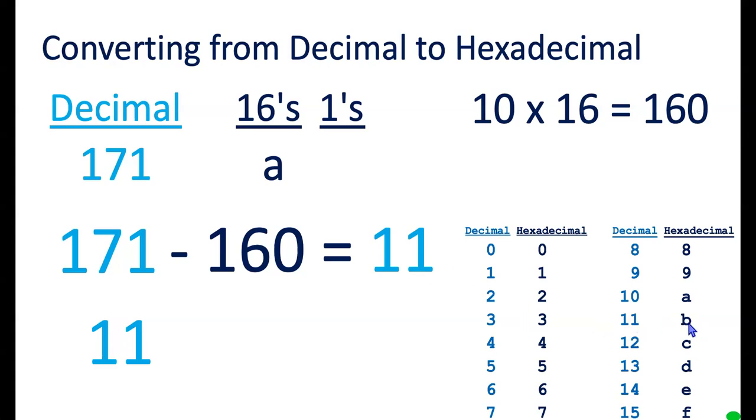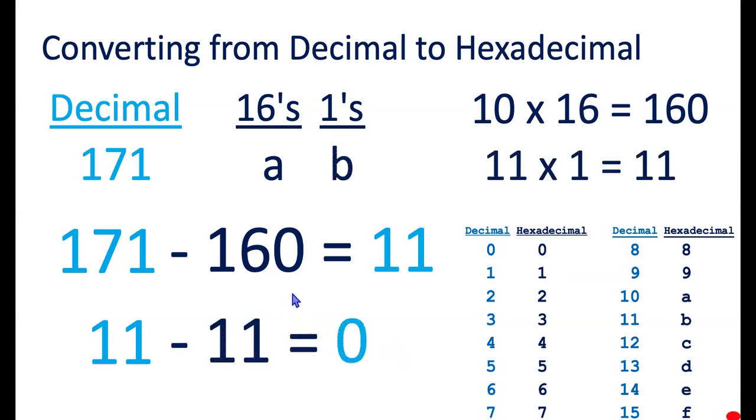Oh, there we go, right there. See that B? That's the equivalent to 11. So we have 10 16s plus 11 ones. 160 plus 11 is 171.